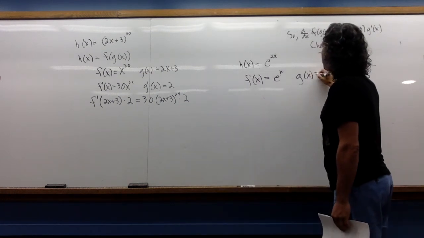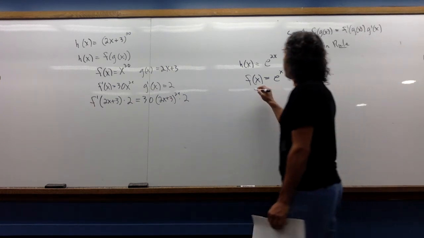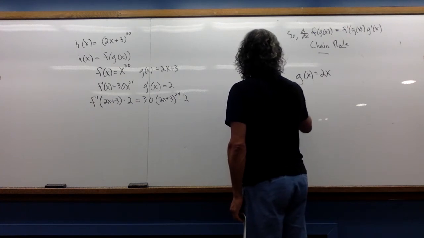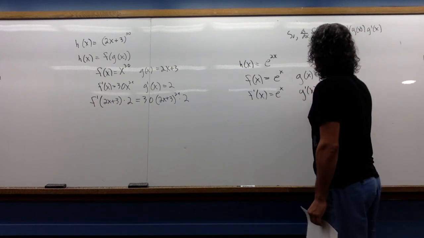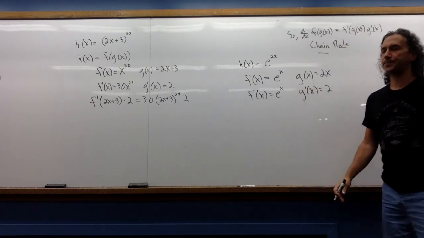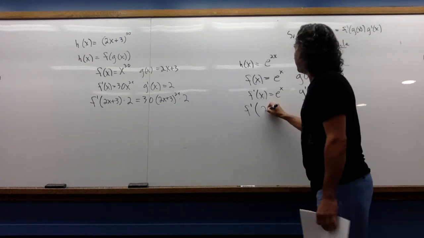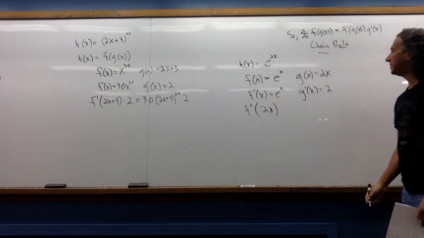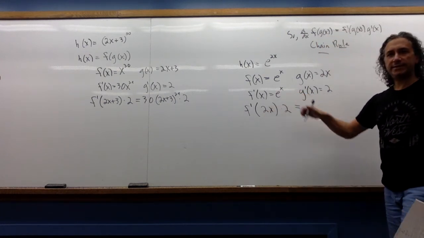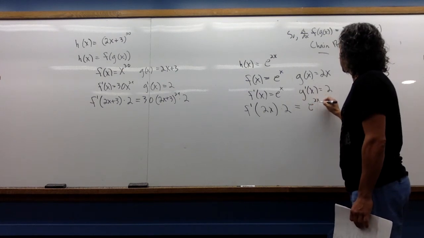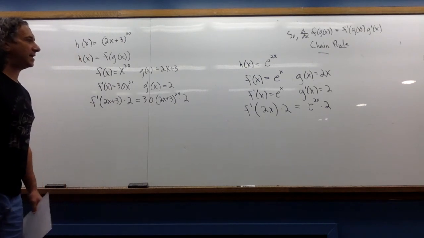The big function is e to the x, and I'm sticking a 2x inside of that. f prime of x is e to the x. Derivative of e to the x is e to the x. g prime of x is equal to 2. So by our formula, we have f prime of g of x, or f prime of 2x, times g prime of x, or times 2. And I can plug this 2x in here to get e to the 2x times 2. So that's that guy's derivative.